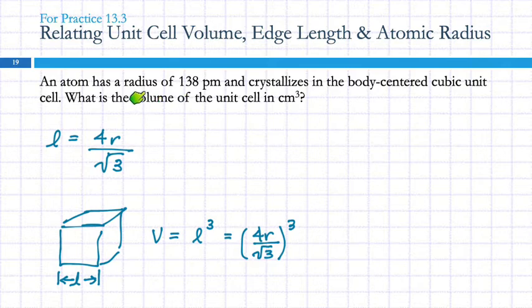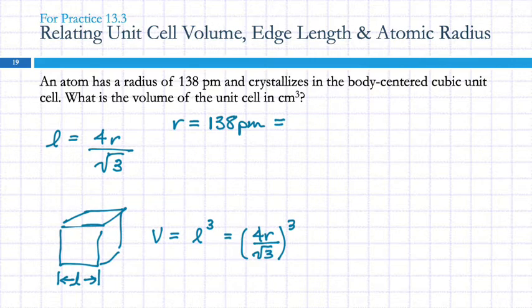So it's telling us the radius. So R is equal to 138 picometers. Now we can make things a little easier for ourselves if we think ahead. It wants the volume in cubic centimeters, right? So we can convert picometers to centimeters, or we can wait till the end and convert cubic picometers to cubic centimeters, which doesn't sound like a good idea to me. So this is the fast way to convert this one.